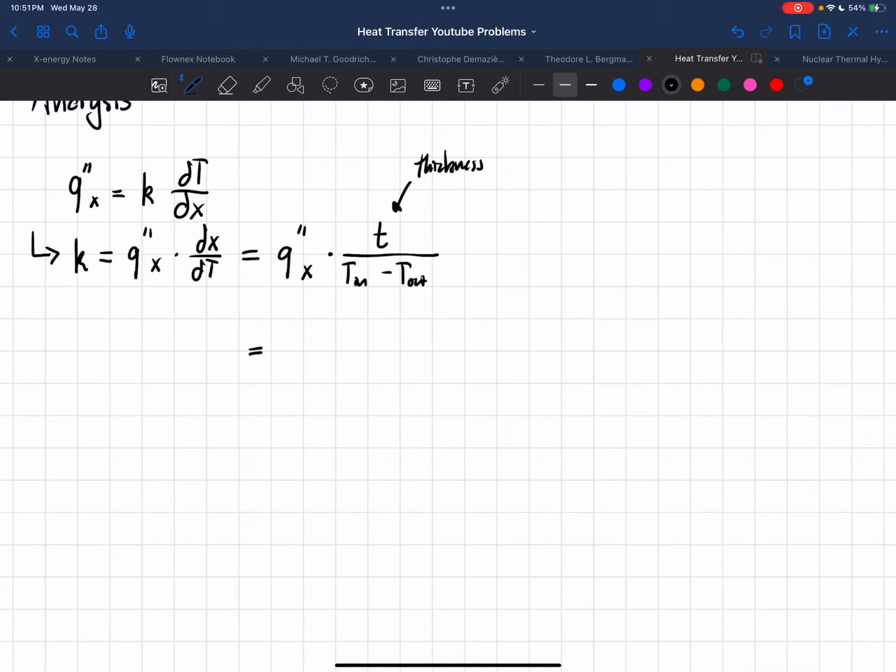So q double prime sub x is what? 40 watts per meter squared. Our thickness is 50 times 10 to the minus 3 meters. And T in minus T out is 40 degrees Celsius minus 20 degrees Celsius. And if you do that math, that's going to turn into 0.1.